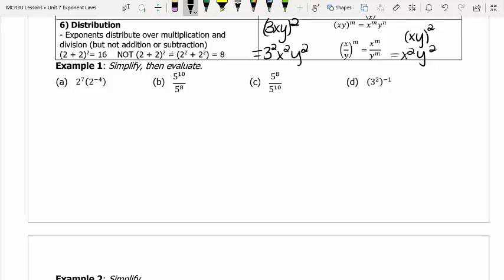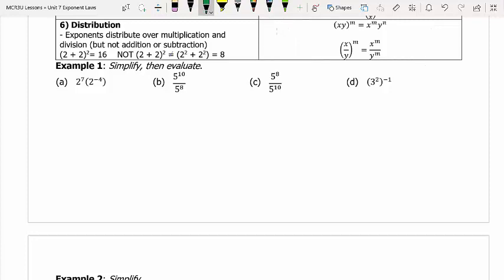And just keep in mind that this distribution only works when we're dealing with multiplication. So we can do this because it's x times y, or because it's 3 times x times y. That's multiplication. If it was x plus y all squared, you can't distribute the same way. It's not equal to x squared plus y squared. This is only true when you're dealing with multiplication.